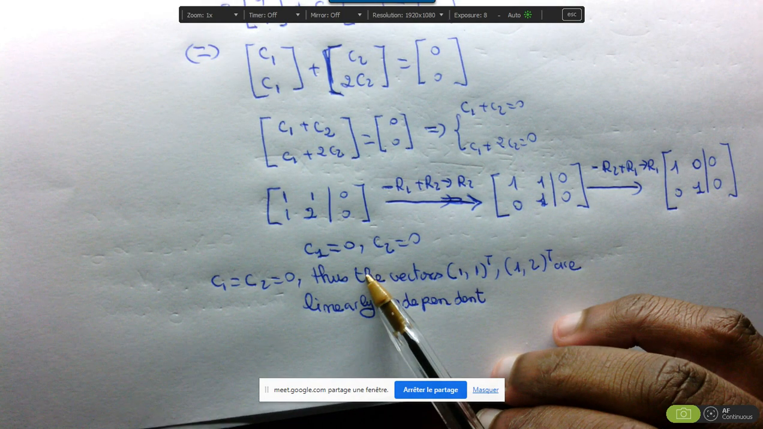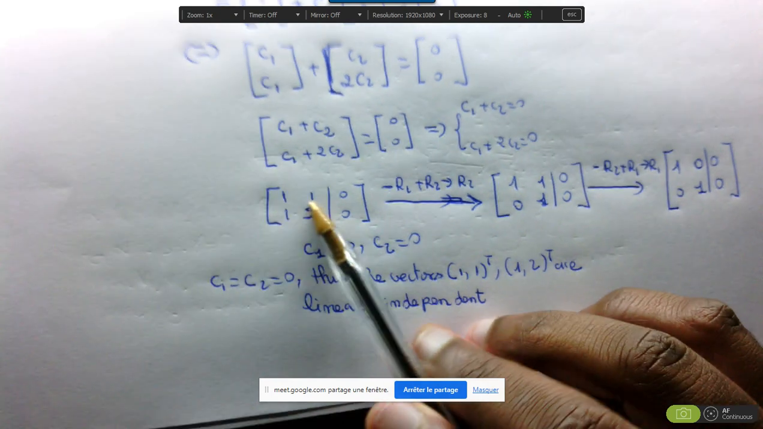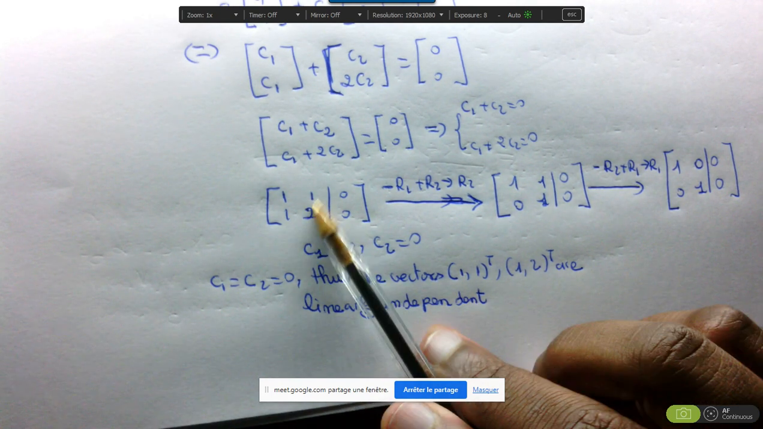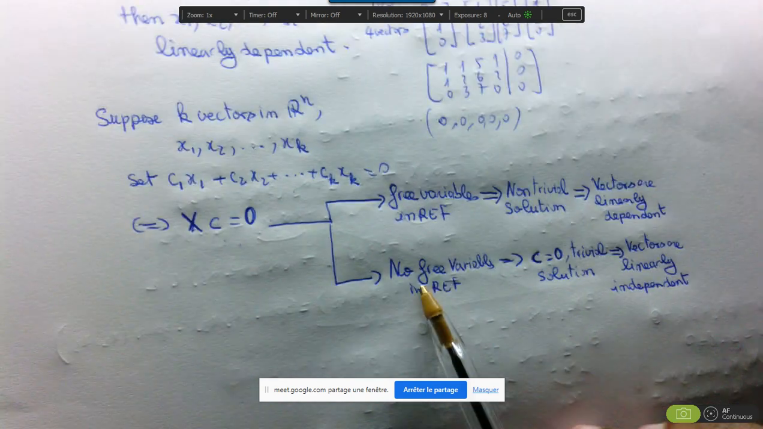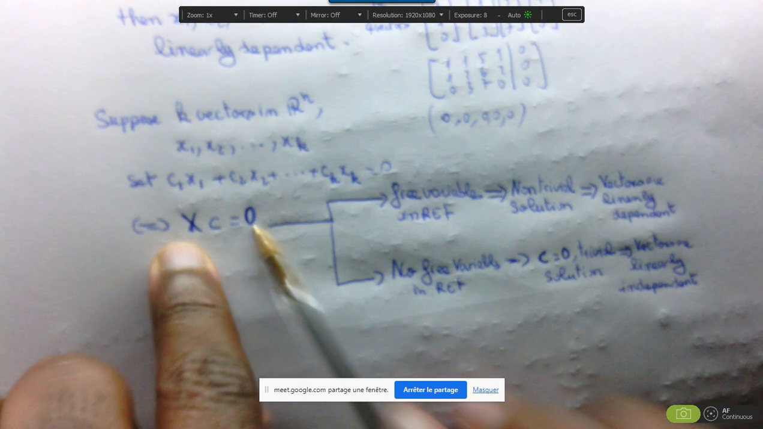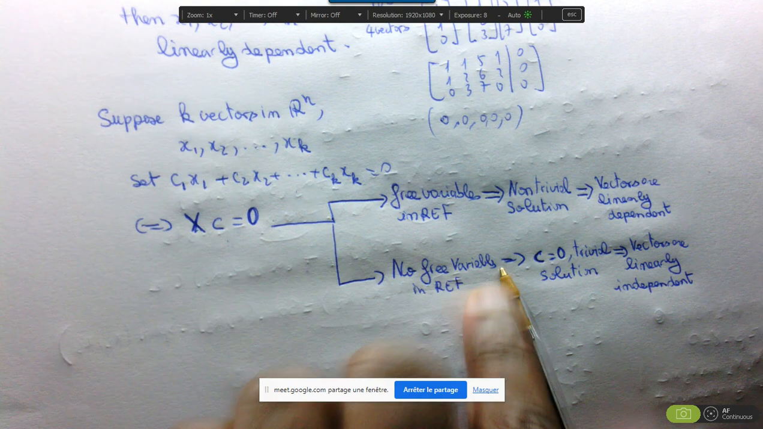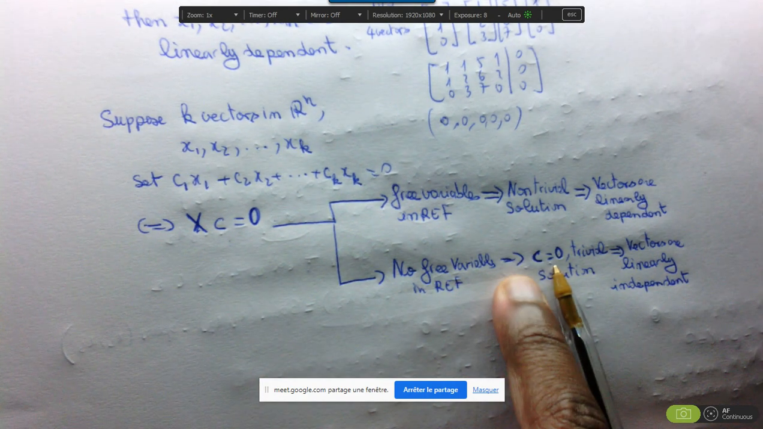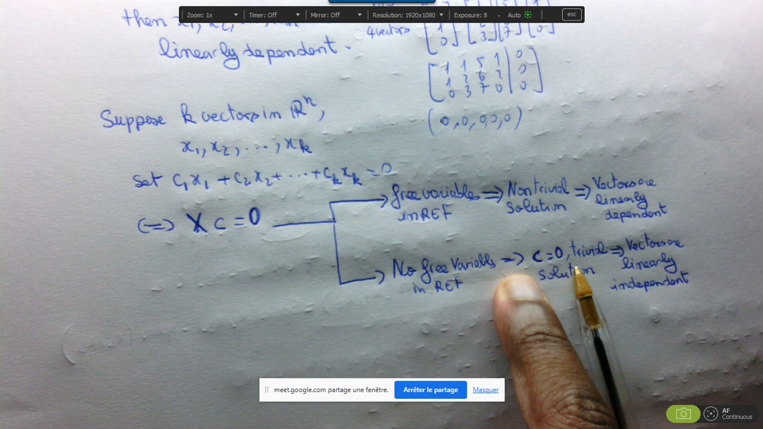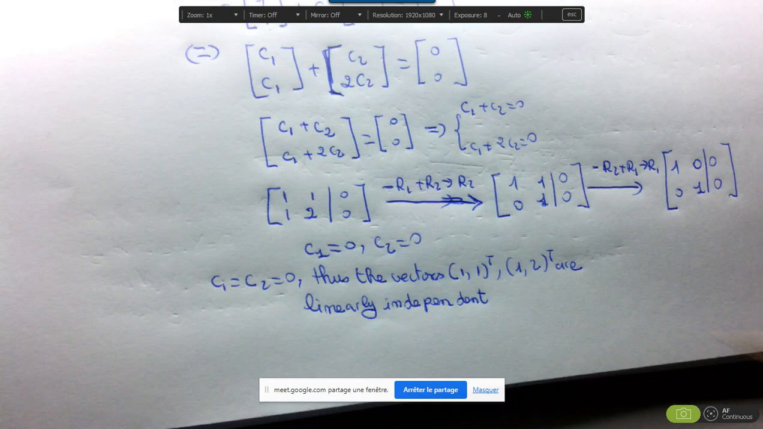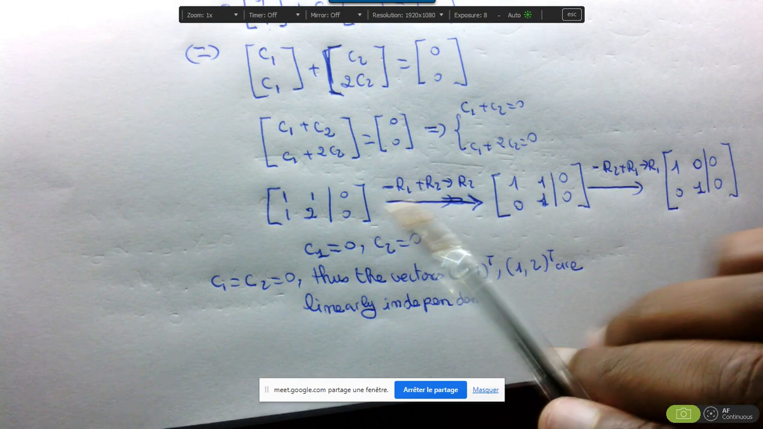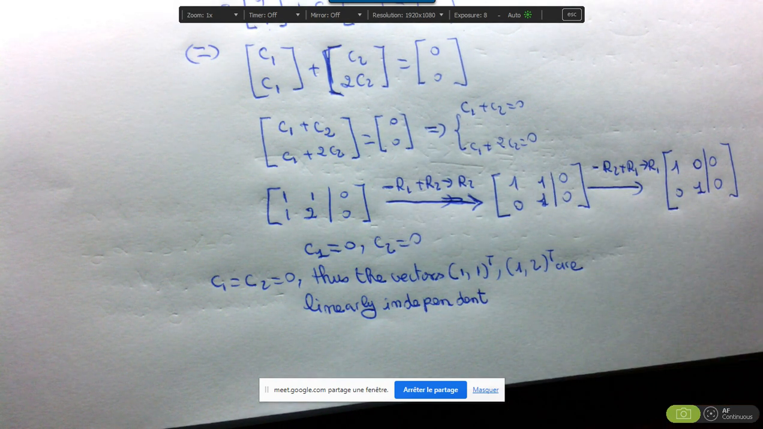In this particular instance, I could have just looked at the system and realized that we have no free variables. There is no free variable, so the only solution that is possible is the trivial solution. So the vectors are linearly independent. We could have also stopped right here without even continuing, and said that there is no free variable, etc.